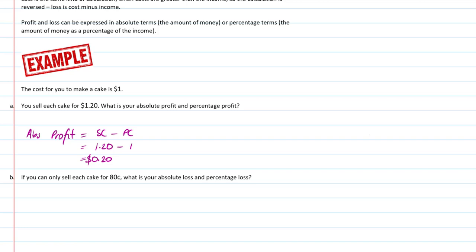So if I sell 20, obviously I make more profit. And the percentage profit is equal to the profit, which is 0.2, divided by the original amount, which is $1. That's how much it costs to make. And so that is equal to 0.2 times 100, because it's a percentage, and that's equal to 20%. So I'm making 20% profit on each of these cakes.